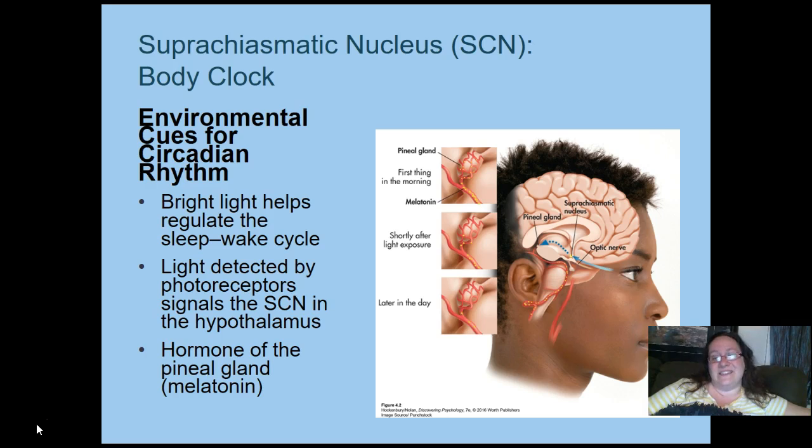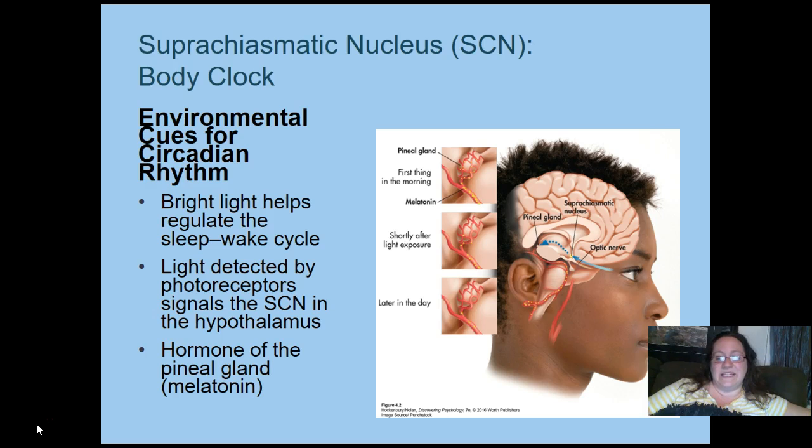The SCN, so I'm not even going to try to pronounce the suprachiasmatic nucleus. Okay, I tried, but I just go with SCN. This is really a mechanism for our body clock, and we rely a lot on bright light. So this helps to regulate the sleep-wake cycle. So if you have a standard sleep-wake cycle, many people will suggest leaving the curtains open so that when the sun rises, light comes in and you get that immediate exposure.